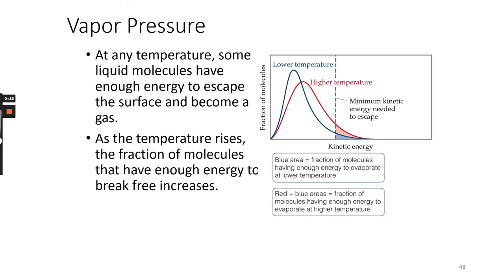Remember these graphs from last chapter? As you notice, as we go to a higher temperature, the peak of your distribution gets lower, but it gets wider, so you have more particles that are at a higher speed, okay? If these particles are moving at a higher speed and they are near the surface, they can actually jump into the gas phase. And that is related to your vapor pressure.